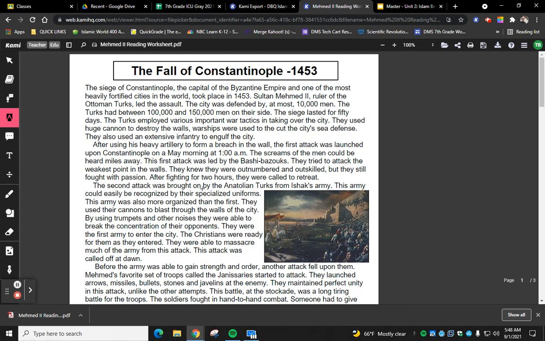The second attack was brought on by the Anatolian Turks from Ishak's army. This army could easily be recognized by their specialized uniforms, so they stood out. Their army was also more organized than the first. They used their cannons to blast through the walls of the city. By using trumpets and other noises, they were able to break the concentration of their opponents. They were the first army to enter the city. The Christians were ready for them as they entered. They were able to massacre or kill much of the army from this attack. This attack was called off at dawn.